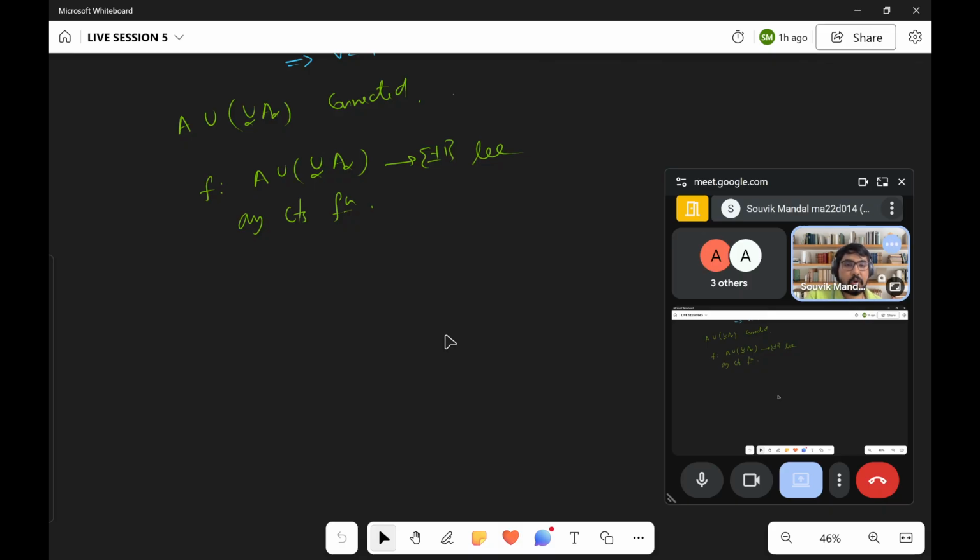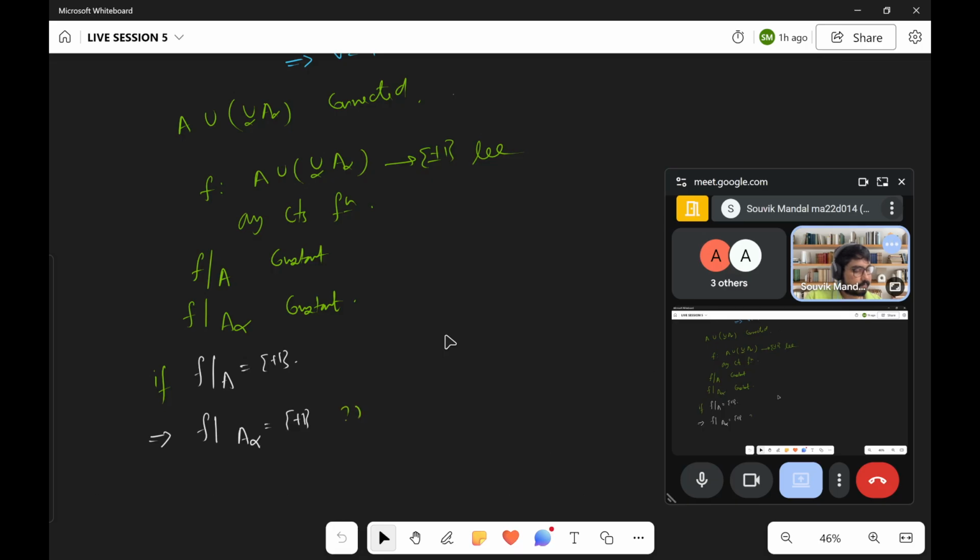We need to show it is constant. So that function f restricted to A is constant, as well as f restricted to A alpha, also constant. Okay. So because A and A alpha are connected, if f restricted to A is equal to plus 1, that implies f restricted to A alpha has to be plus 1.